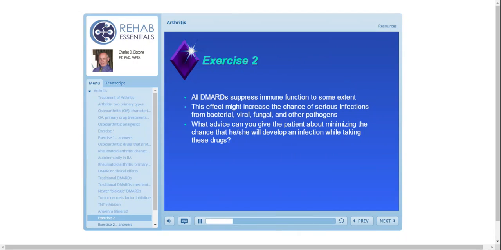Press pause and read this slide before proceeding to the next one for the answer.